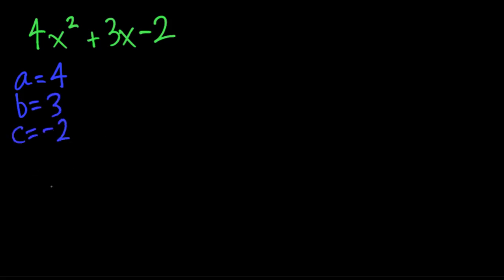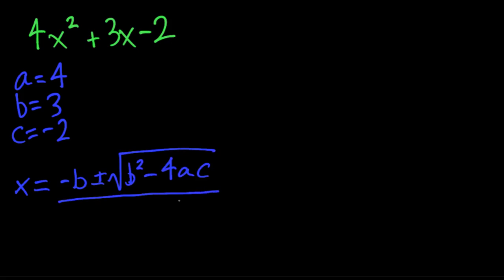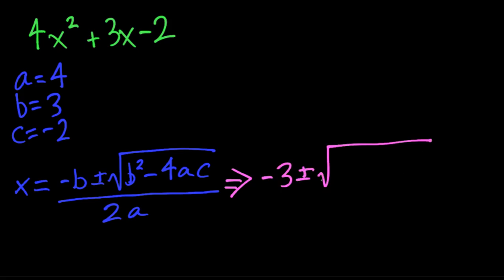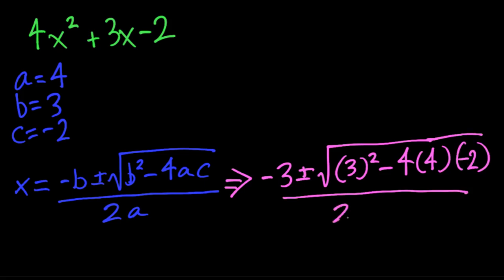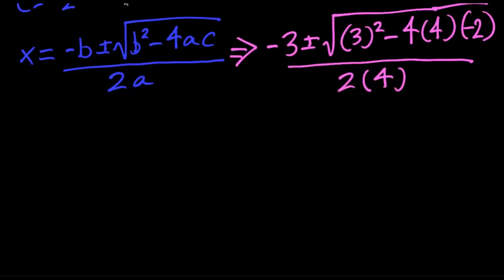So let's use our formula again. x is equal to minus b plus minus root of b squared minus 4ac all over 2a. Okay, now let's plug in our values. So minus b is minus 3 plus minus root of 3 squared minus 4 times minus 2 over 2 times 4. Once again, I'll plug that into my calculator and we'll see the result that we get.